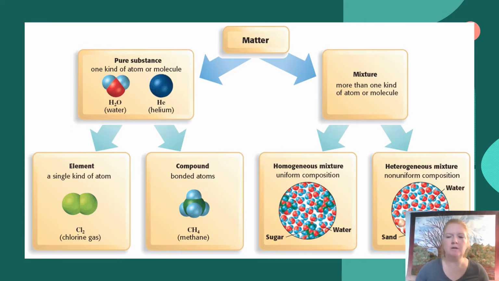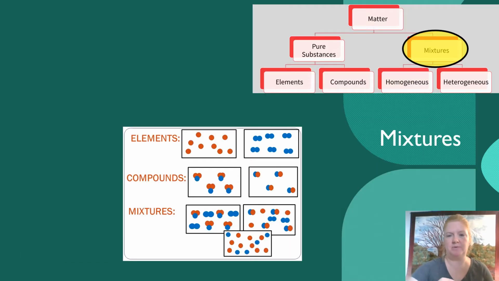So here is the overarching idea. Again, matter is separated into pure substances and mixtures. Pure substances are divided into elements and compounds, and then mixtures are divided into homogeneous and heterogeneous mixtures. We're focusing in this lesson on the mixture side, so homogeneous and heterogeneous.